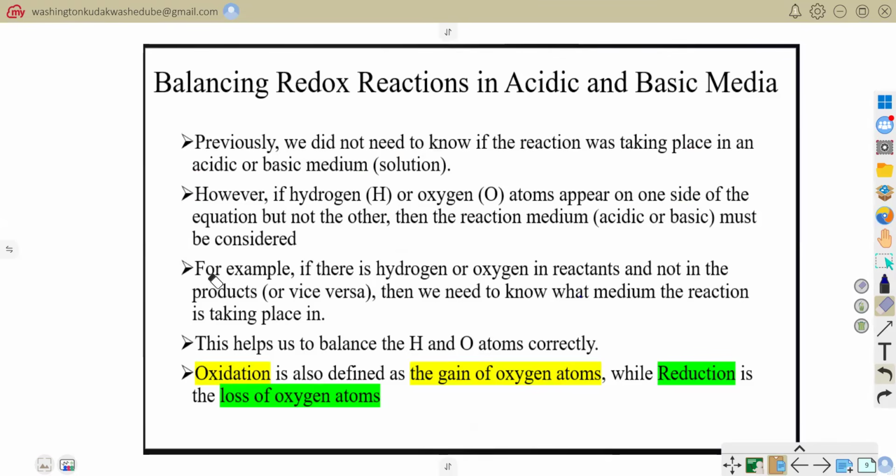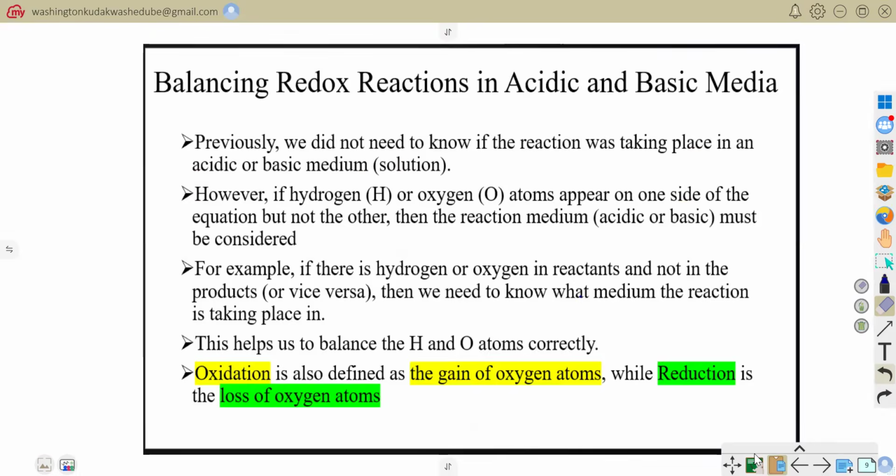So here, for example, if there is hydrogen or oxygen in reactants and not in products like we saw there, or vice versa, then we need to know what medium the reaction is taking place in. This will help us to balance these hydrogen and oxygen atoms correctly. Why? Because we know that oxidation is also defined as the gain of oxygen atoms, and reduction is also defined as the loss of oxygen atoms, or gain of hydrogen atoms.